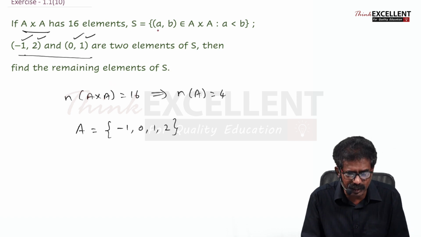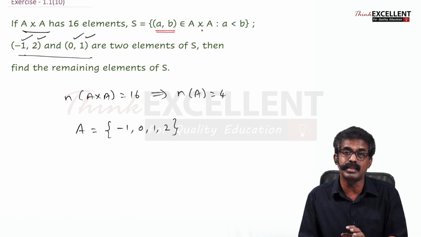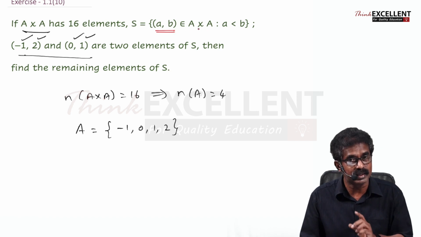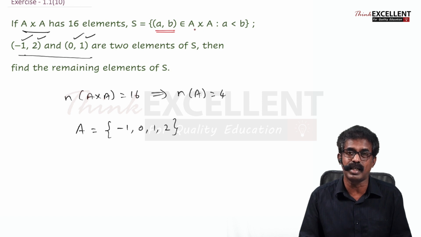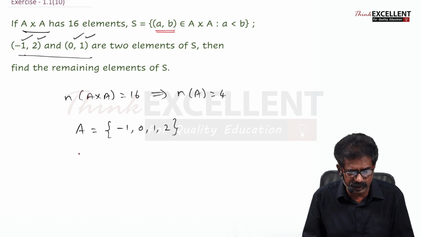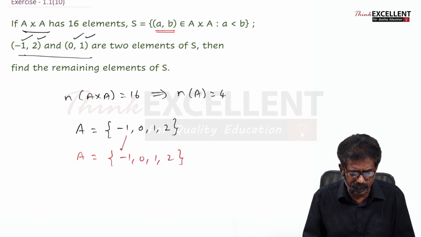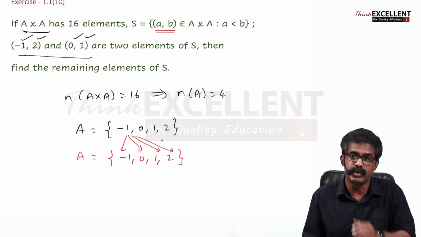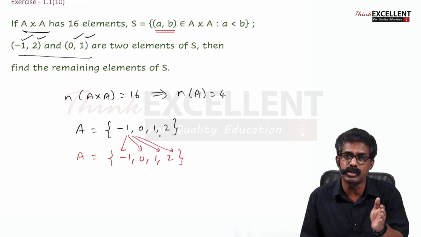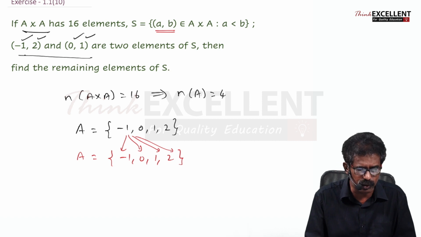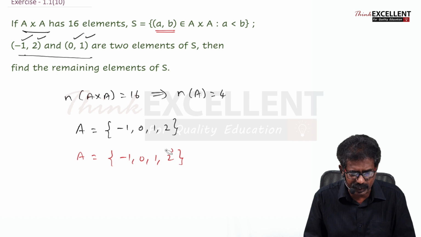S is the set of ordered pairs (a, b) from A cross A. A cross A contains how many elements? 16 elements. A cross A means A, another one is also A: minus 1, 0, 1, 2. What is A cross A? Minus 1, minus 1; minus 1, 0; minus 1, 1; minus 1, 2. Then 0, minus 1; 0, 0; 0, 1; 0, 2. Right, there are 16 elements in A cross A.